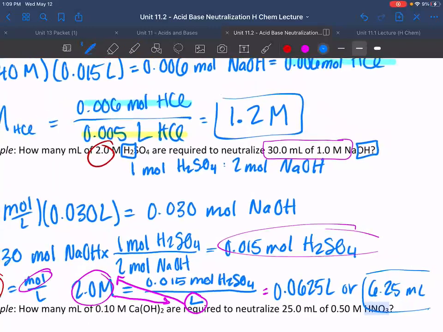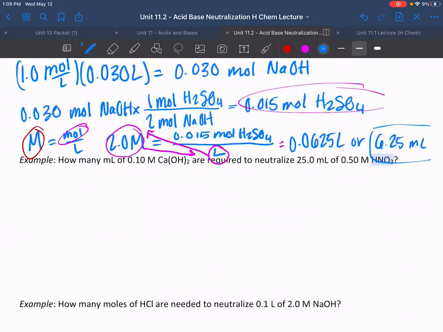Any questions about this one? Oh, it's 7.5. Wow, I grabbed the wrong answer. Come on, guys, be on your toes. Why is this not working? Apparently it's not letting me erase. I grabbed the answer for the next problem by accident.